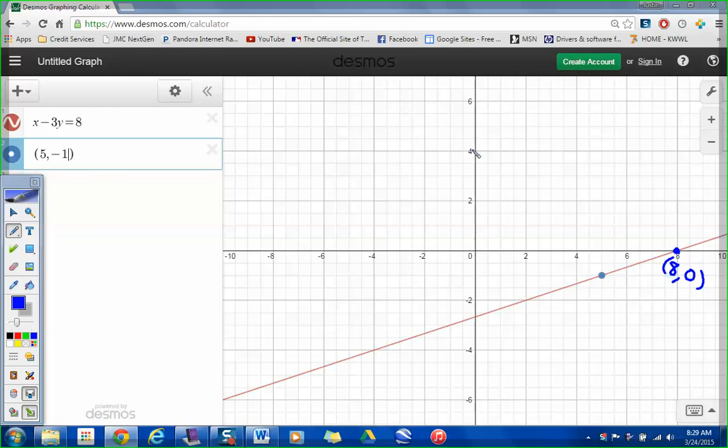How about the point 0 comma 4? Is 0 comma 4, right up here, up top, going to be a solution to this equation? No, it won't be because it's not on the line.